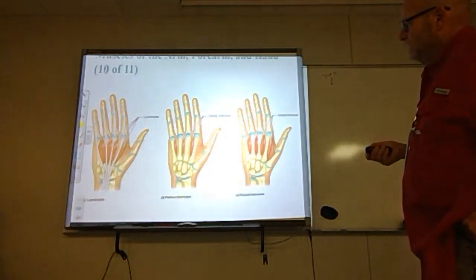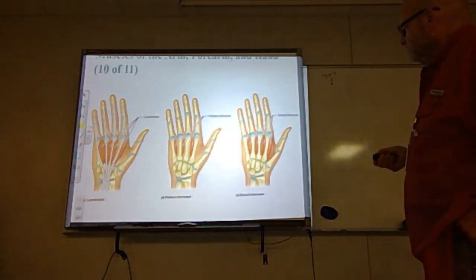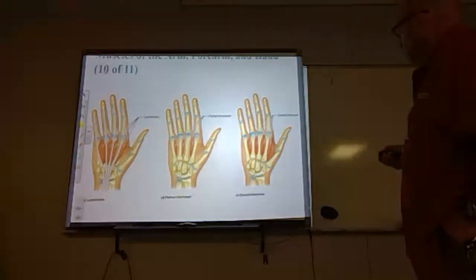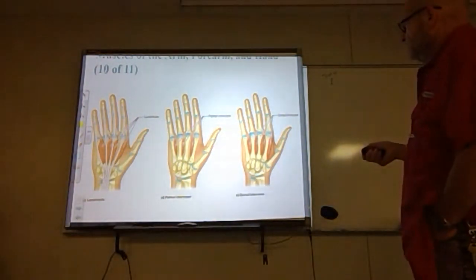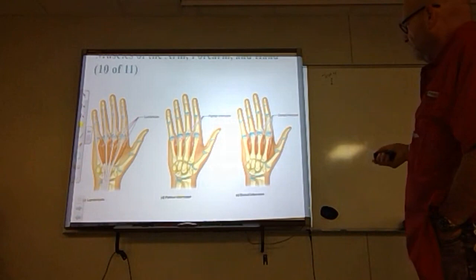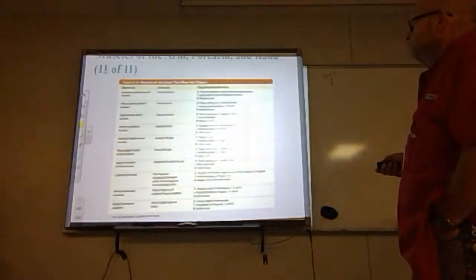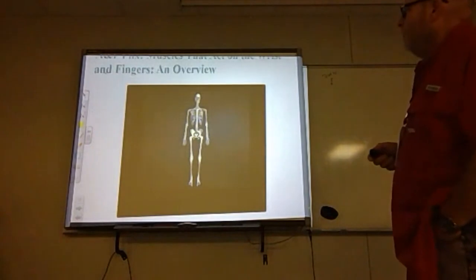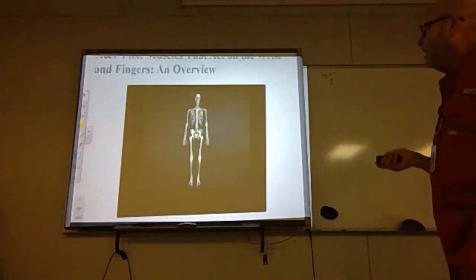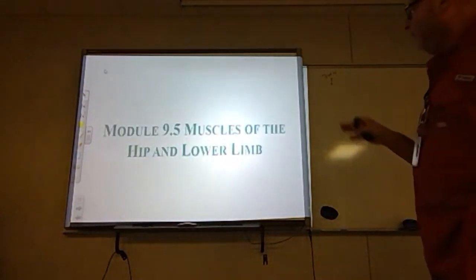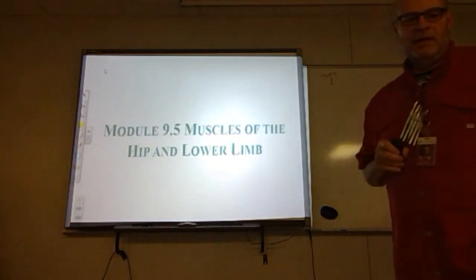Again, showing some of those deeper muscles, the lumbricals, palmar interossei, and the dorsal interossei. Remember, this is showing the palm of the hand here. This is showing the back of the hand there. All right. We will pick up, after these videos, with muscles of the hip and limb.